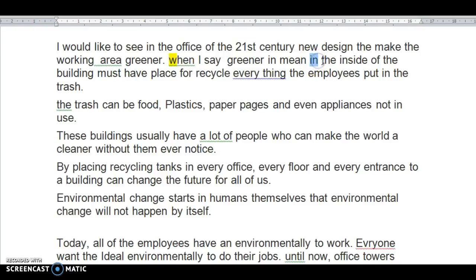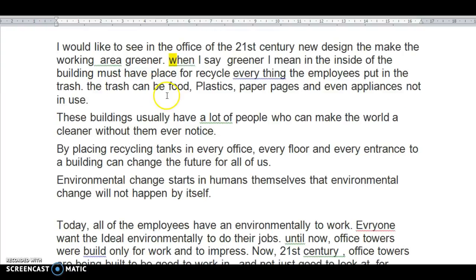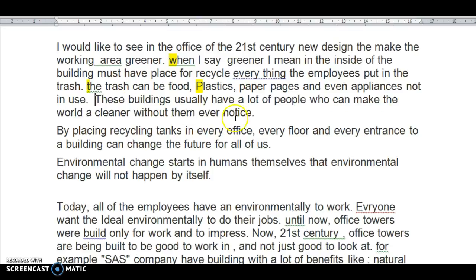Again, what is this? Oh, sorry, that was I mean. "The trash can be food, plastics." Look here. This confuses the eye. Is this the beginning of the sentence? Why is plastics with a capital letter here? It's confusing. "These buildings usually have a lot of people who can make the world cleaner without them ever notice." Okay, I see the connection between here and here, but use a connector to do that.